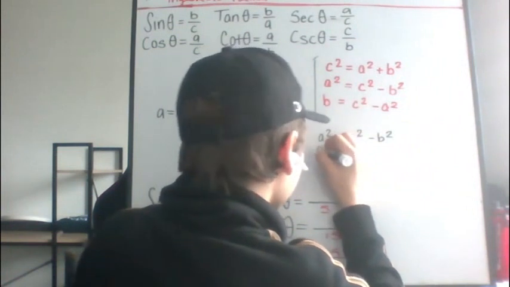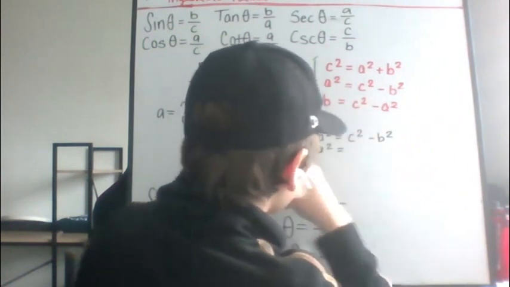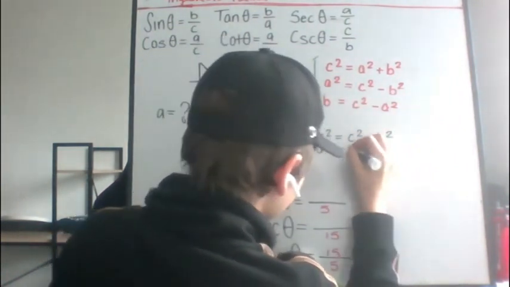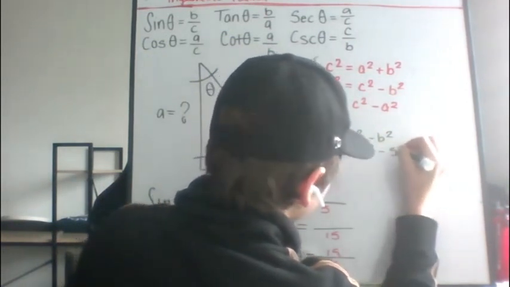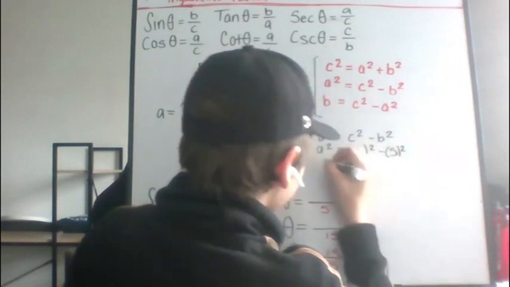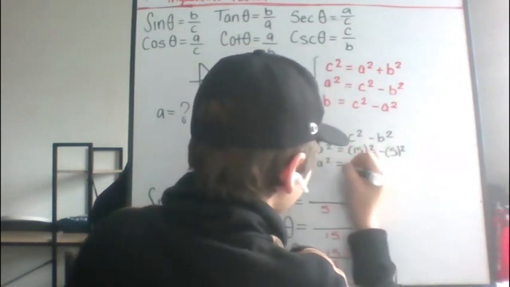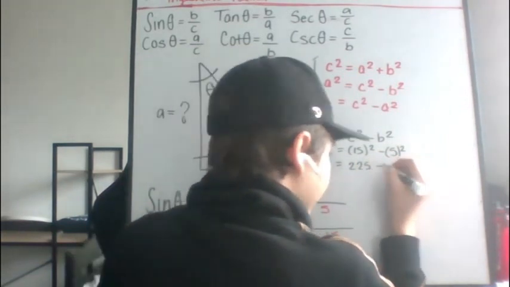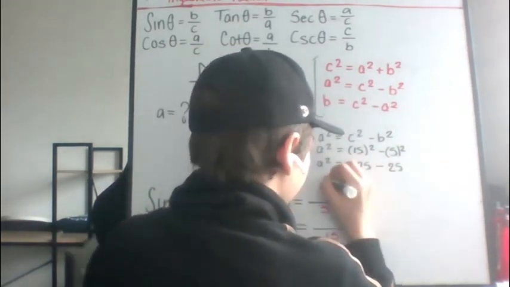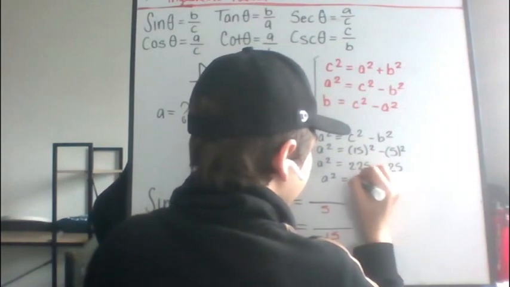Okay, so we have to substitute. It will be a squared equals c squared, in this case 15, 15 squared minus 5 squared. We already know that 15 squared is 225 minus 25. It will be a squared equals 200.